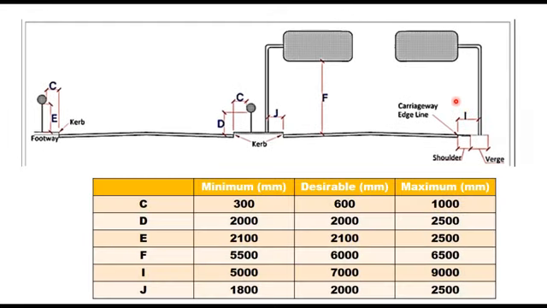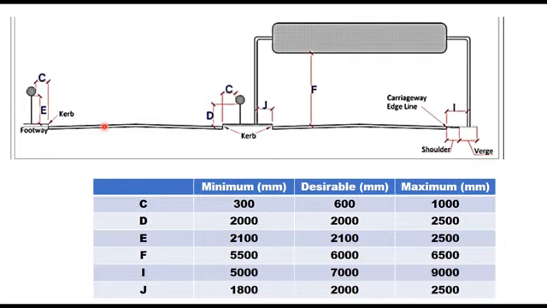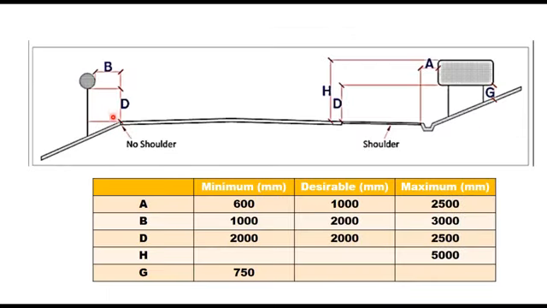And similarly, if you take on curb roads, the bottom edge of the lowest sign, this distance E here, the bottom edge of the lowest sign shall be 2.1 meter to 2.5 meter above the curb. On roads without curb, it should be 2 to 2.5 meter above the crown of the pavement. That was shown here, 2 to 2.5 meter, this distance D, and that is measured from the crown of the road.